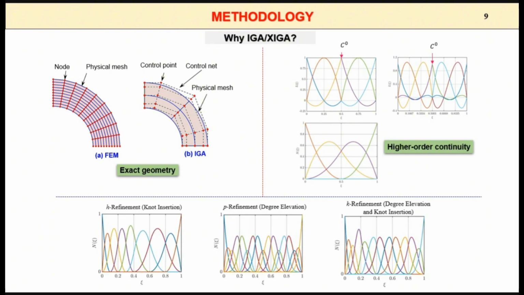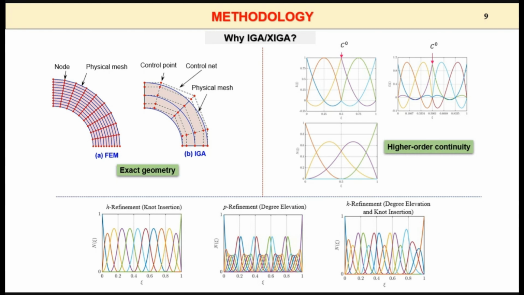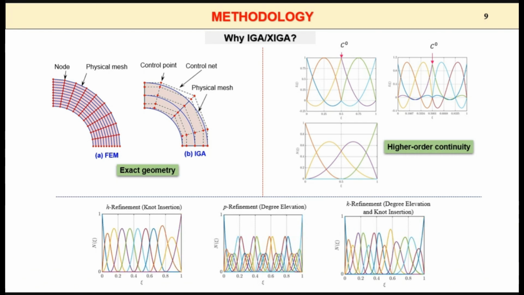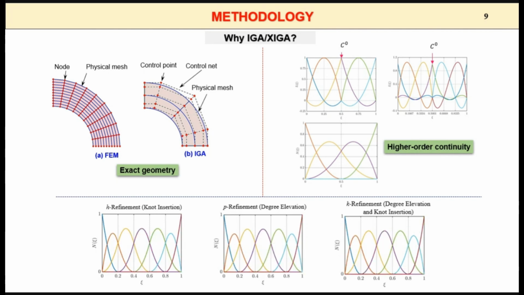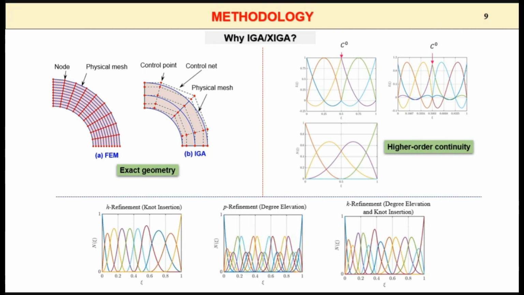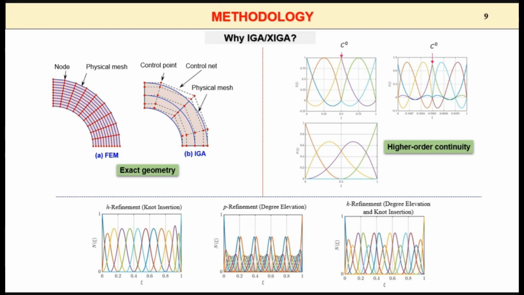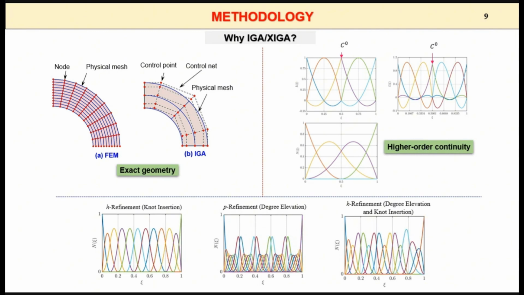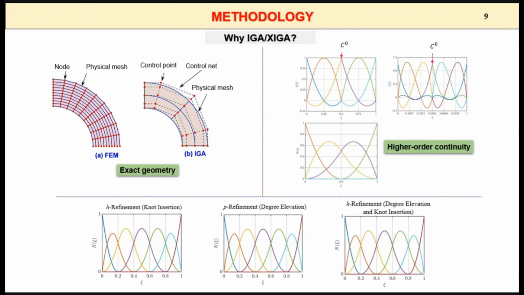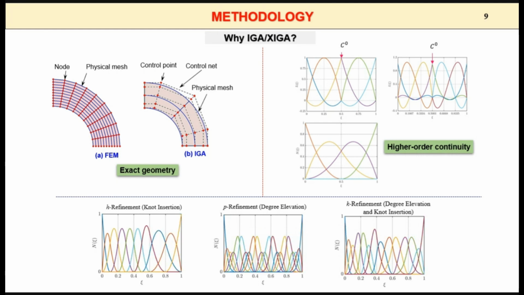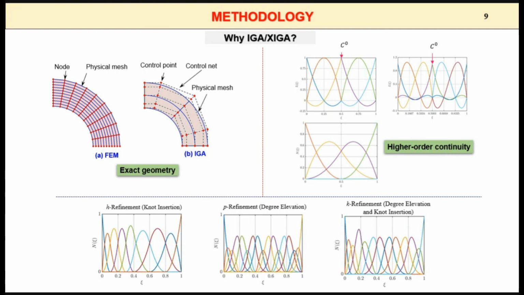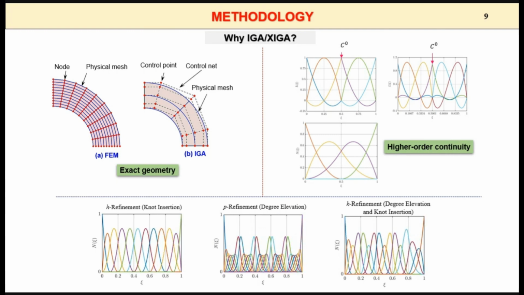And one more thing is the refinement technique. In FEM, we do either h refinement or p refinement. That means we can increase the nodes or we can increase the degree of the Lagrangian polynomial. However, we have K refinement in isogeometric analysis. In K refinement, we can do the degree elevation as well as the knot insertion together. Knot insertion is something like generation of nodes.